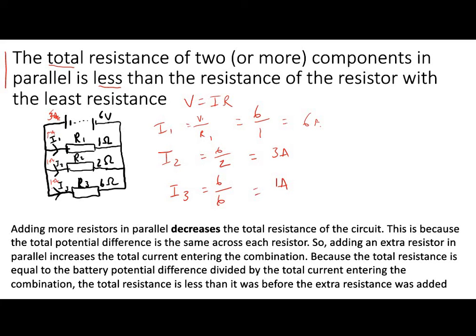Now what's the total current from the battery? Therefore, we need to add up 6 plus 3 plus 1. So we add up these currents, and that gives us a total of 10 amps current. So that's how we would work that out. So I'd like you to just pause the video, go through that, draw it out and work it through.